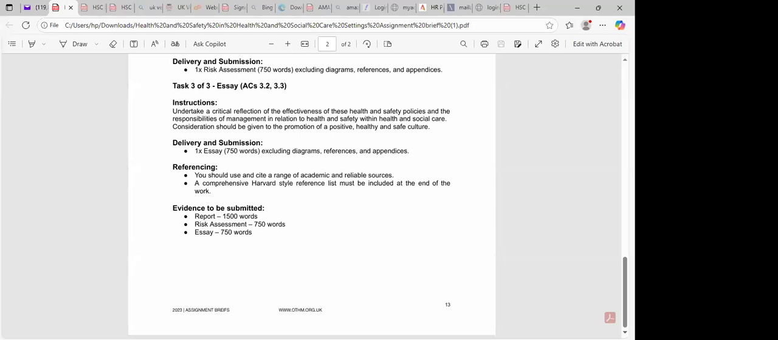So undertake a critical reflection of the effectiveness of these health and safety policies that you have mentioned and the responsibilities of management. Who are the management? The employers, isn't it? Yes. In relation to health and safety within health and social care. It is management who's supposed to have an oversight responsibility on this, isn't it? Yes. Good.